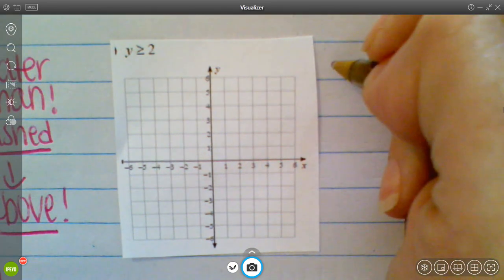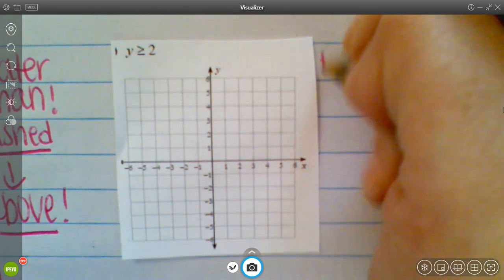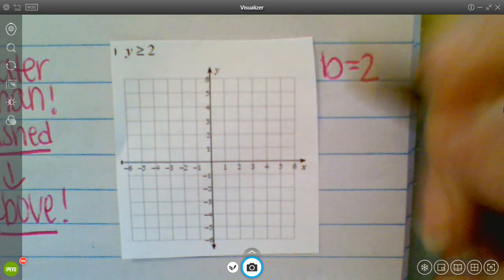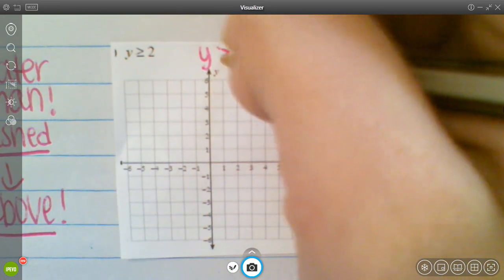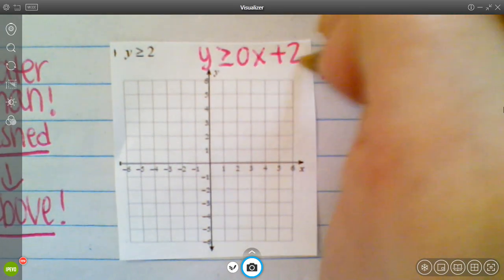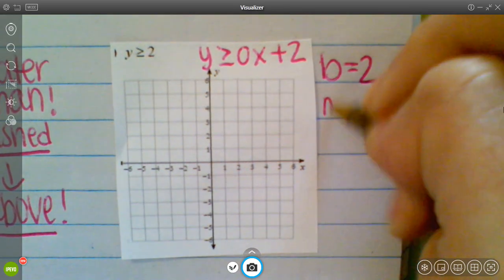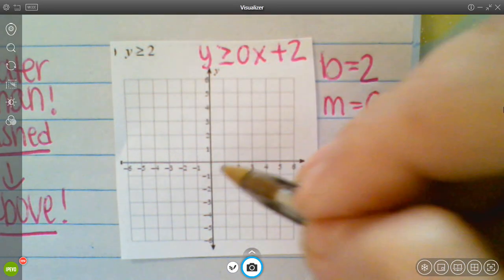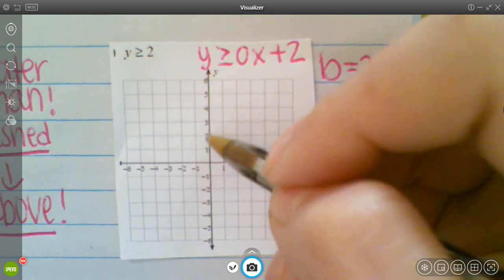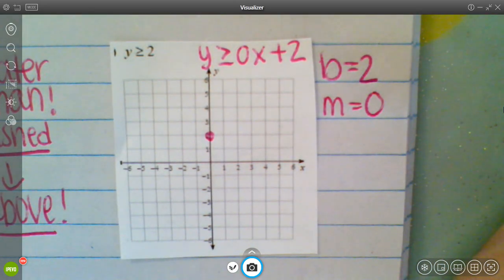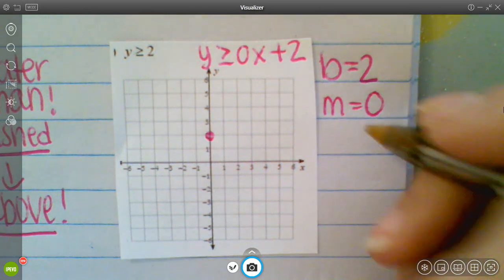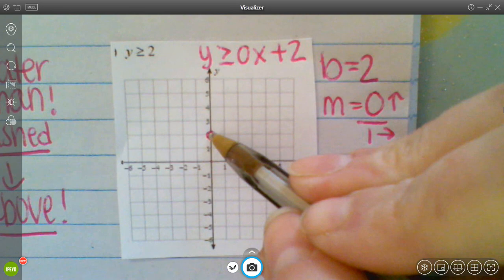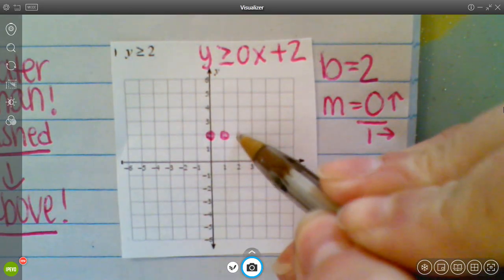Okay, well, my y-intercept is 2, because that's my b. Do you see a slope? No. It's like them saying 0x plus 2, because they didn't write any x. So my m is just 0. So if I want to plot this, I would go to 2 on the y-axis. Here's 2. And it's saying 0 over 1, so it means go up 0, go right 1. So don't go up, just go right here.